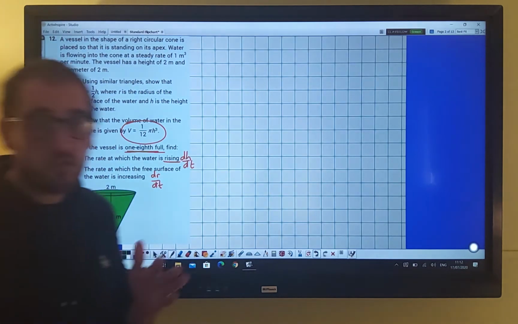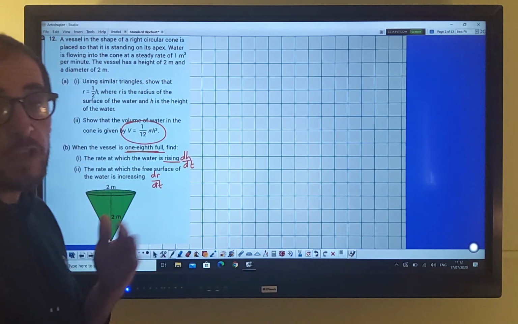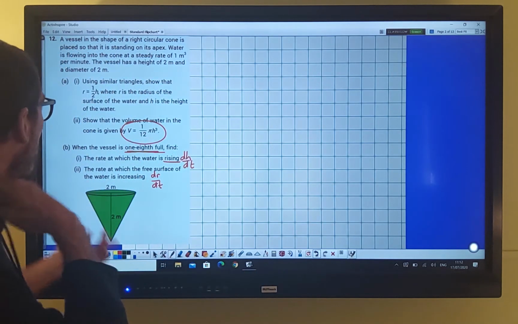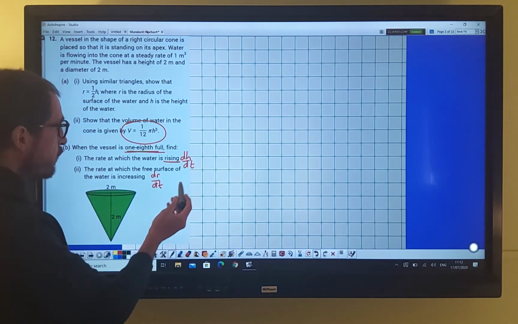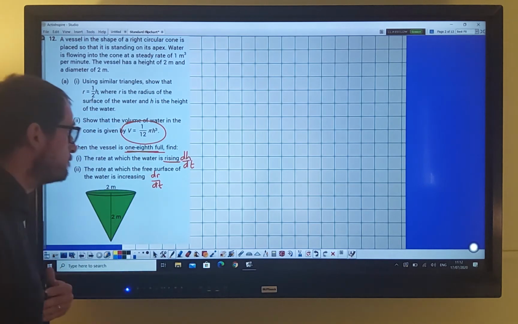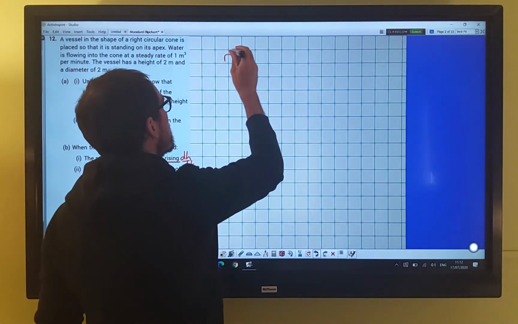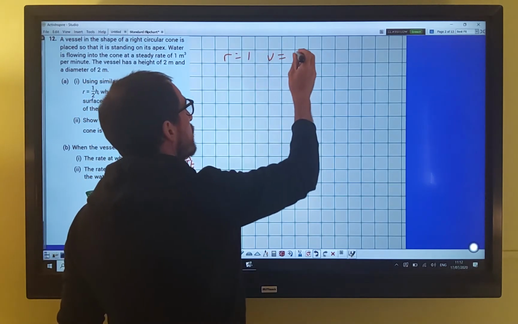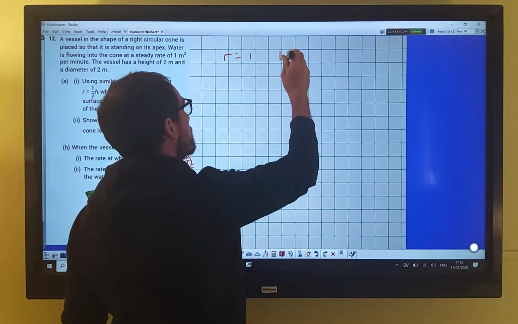Now again, as I said, this is quite complicated. This is quite advanced, so it is, right? So don't worry, see if you can figure it out, but don't be worrying too much about it. Now, when the vessel is 1/8 full, in order to find this, you need to get the radius when it's 1/8 full and the height. Okay, so we've got this where r is equal to 1 and the height is equal to 2.